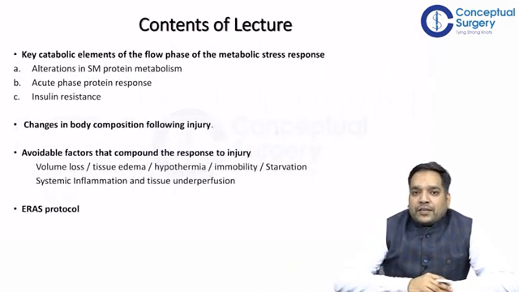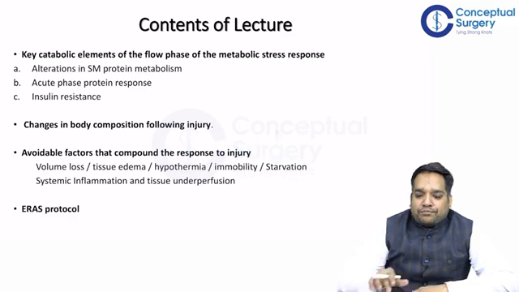So what is the content of our lecture? Today I am going to cover the key catabolic elements of the flow phase of the metabolic response, which are alteration in skeletal muscle protein metabolism, acute phase protein response, and insulin resistance. I am also going to cover changes in body composition following injury, and discuss avoidable factors that compound the response to injury, which are volume loss, tissue edema, hypothermia, immobility, starvation, systemic inflammation and tissue underperfusion. In the end we are also going to discuss the ERAS protocol.